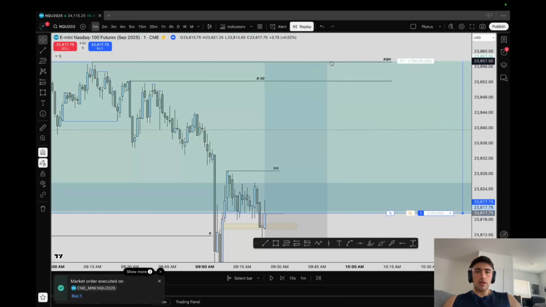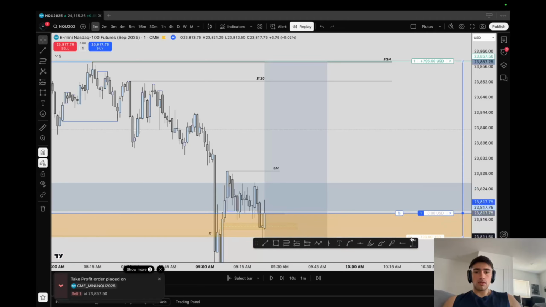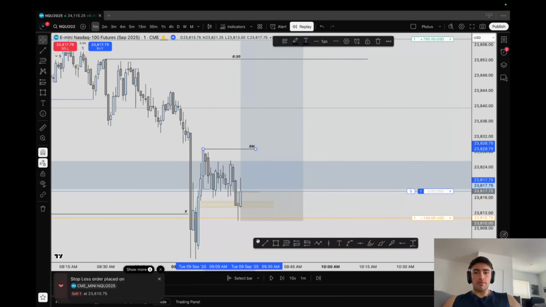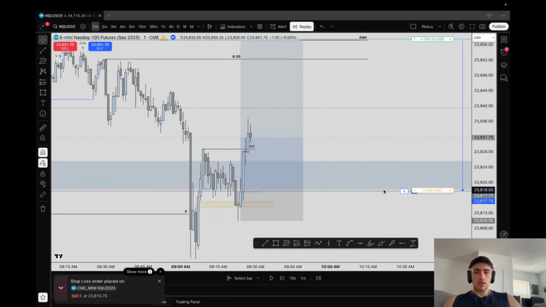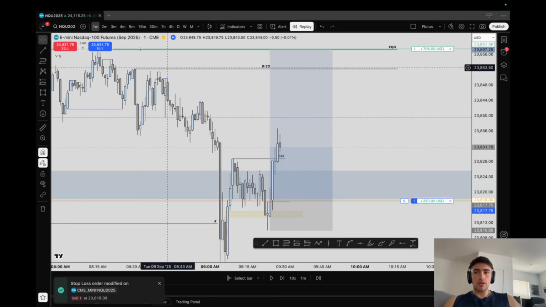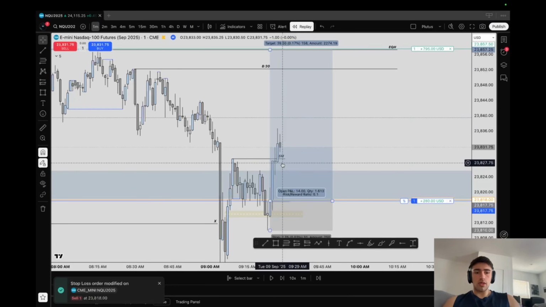Take profit at the equal highs. Stop loss at the low. And then break even will be the 5 minute unfilled. Okay, as you can see, stop loss goes to break even. I'm expecting 930, this next two candles.